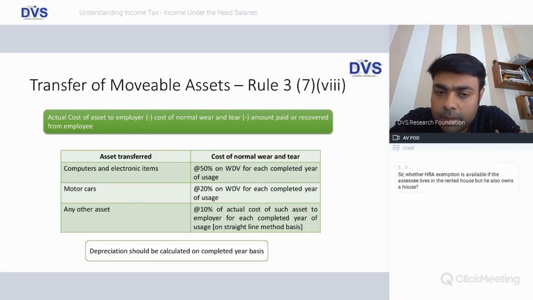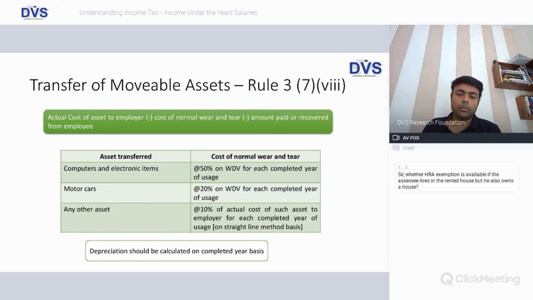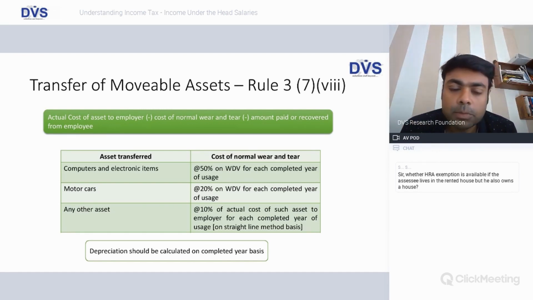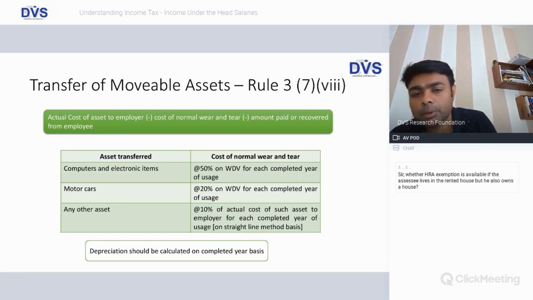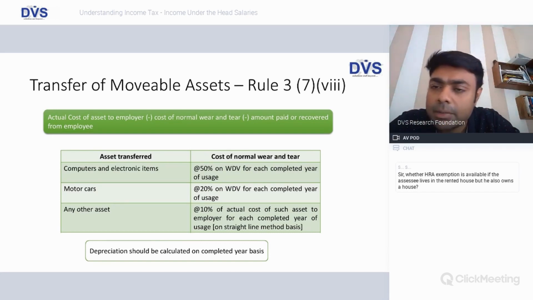Transfer of movable assets. This is something which happens. So companies will give cars especially, let's say an employee gets a car from the company and the car is being used by the same employee for 4 years, and after 4 years the employee is given an option to buy the car. Let's say it's a Honda City worth 10 lakhs. After 5 years the employee is given an option to buy the car for 4 lakhs.